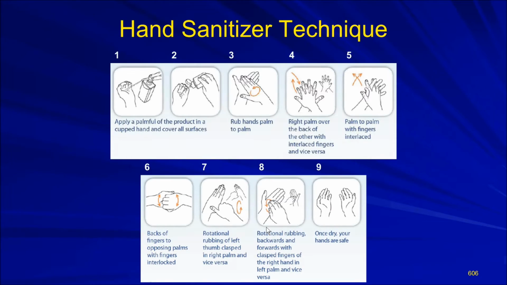And then lastly, you want to take your finger pads and scrub them in a circular fashion on the opposing hand's palm, making sure to scrub the bed of the nails, as that's an important site for hand washing as well, for hand sanitization.